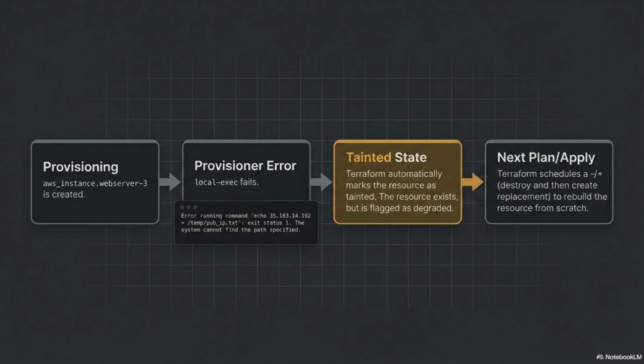Step 4. On your next terraform plan or apply, Terraform sees that taint flag. It schedules a -/+ operation, destroy the existing resource, then create a brand new replacement from scratch. Clean slate. That's the automated taint lifecycle. The resource isn't deleted immediately, it's flagged, and the replacement is scheduled for the next cycle. Terraform is giving you a chance to review before it acts.